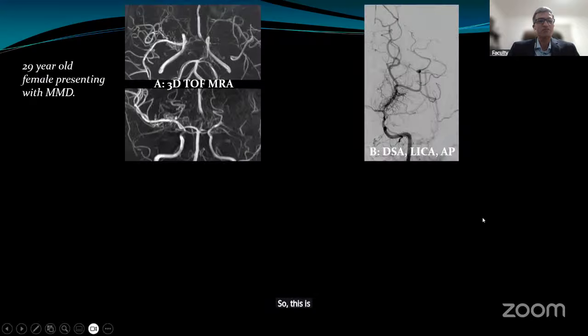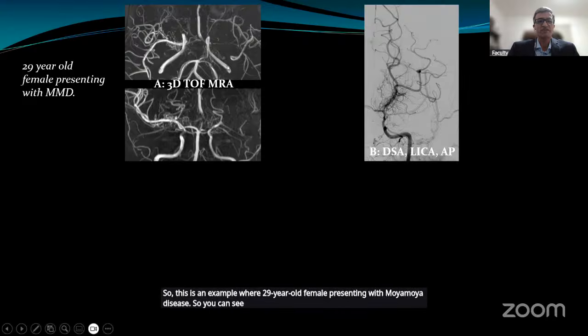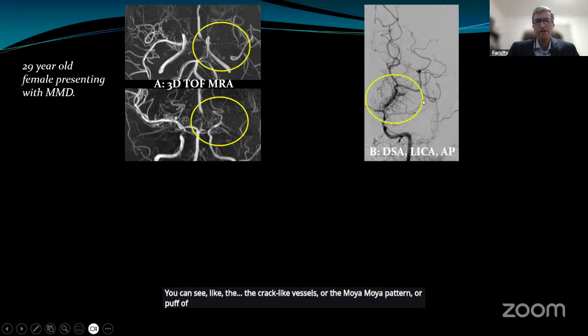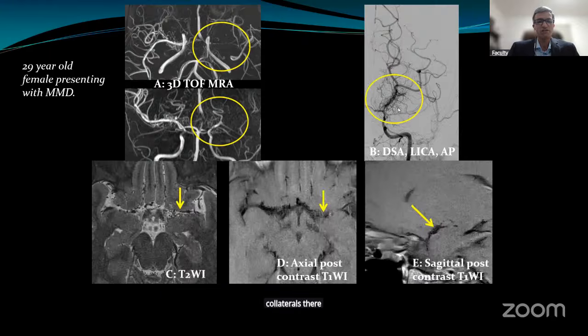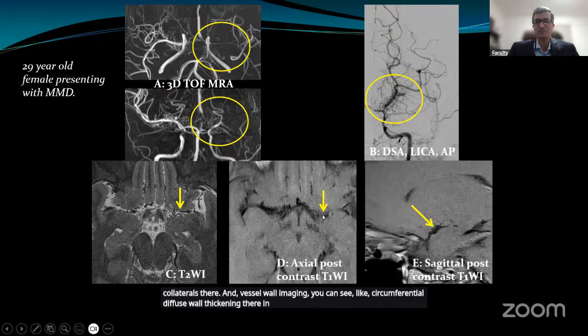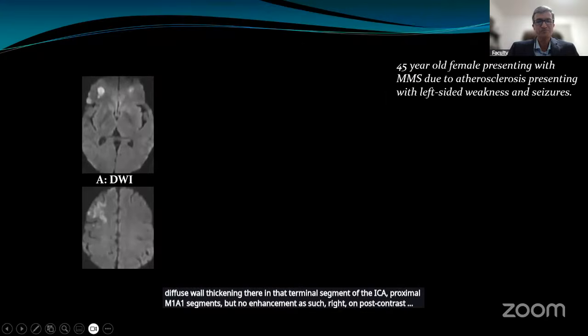So this is an example of a 29-year-old female presenting with Moyamoya disease. You can see bilateral carotids are affected. The terminus is almost gone on the left side, and on the right side there is some narrowing and you see numerous collaterals. And this is the catheter angiogram of the left ICA. You can see the crack-like vessels, the Moyamoya pattern or puff of smoke collaterals. On vessel wall imaging, you can see circumferential diffuse wall thickening in the terminal segment of the ICA, proximal M1, A1 segments, but no enhancement as such on post-contrast imaging. Okay.